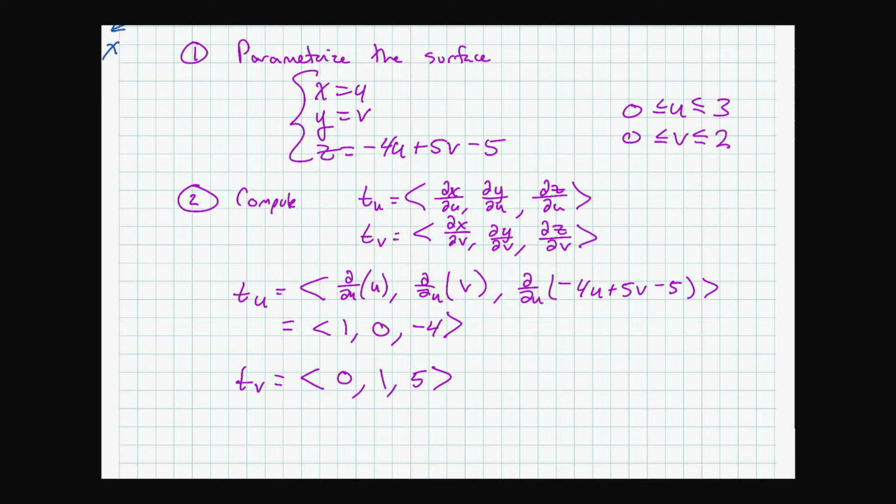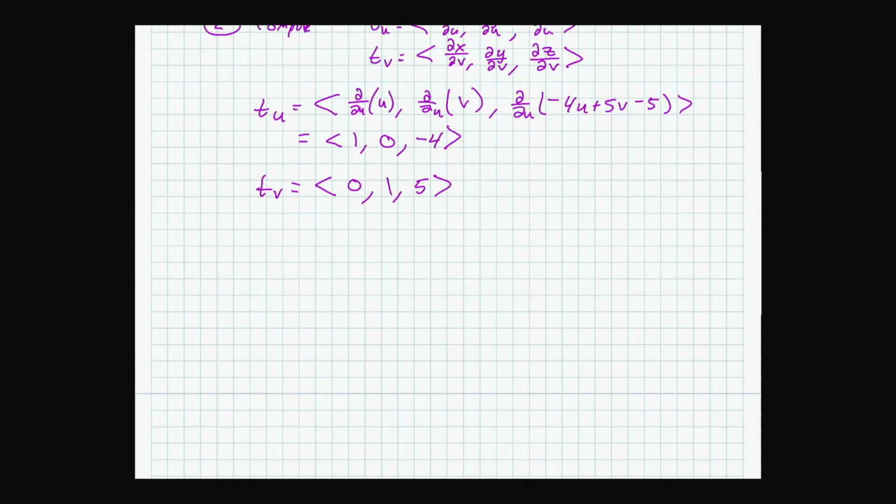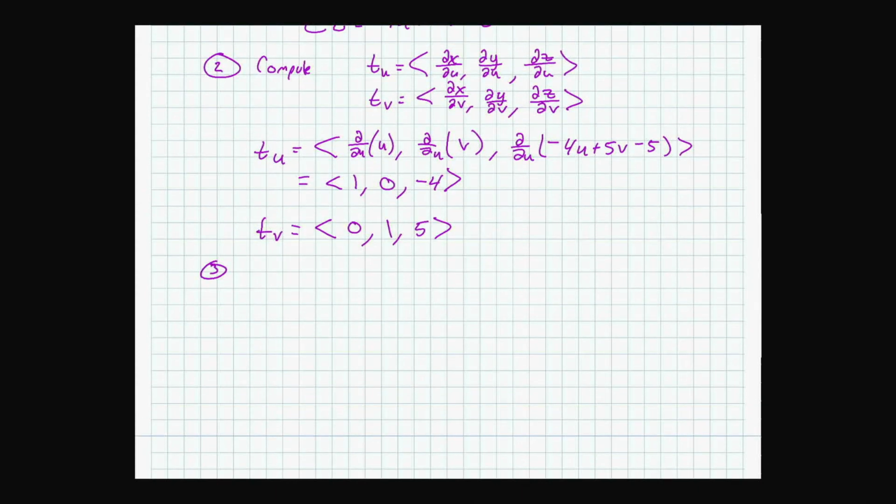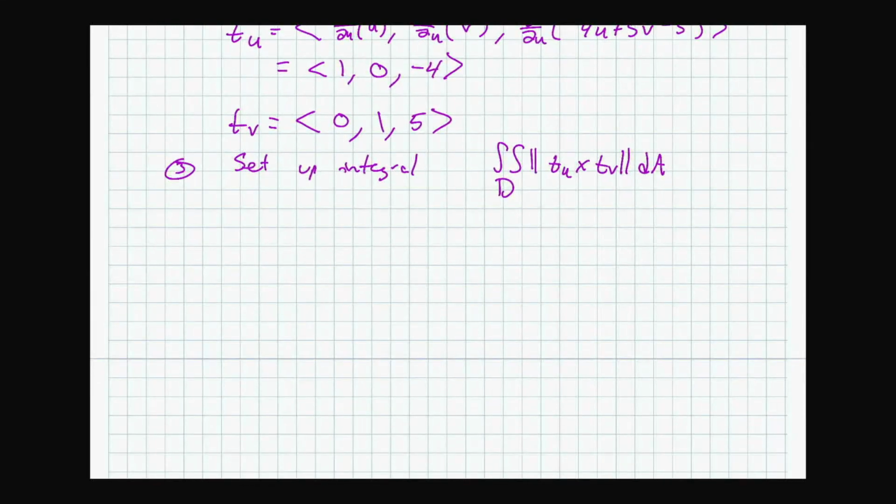If there was a more complicated surface, they would not be constant. But then we should be able to set up our integral, right? So our surface area: set up the integral, which is the integral over D of the magnitude of t_u cross t_v dA. The dA is going to be du dv. So we've got a double integral over the magnitude of (1, 0, negative 4) cross (0, 1, 5). The dA could be dv du or du dv, whichever way you want it. I'm going to do du dv, and we're going to put the limits in here as well.